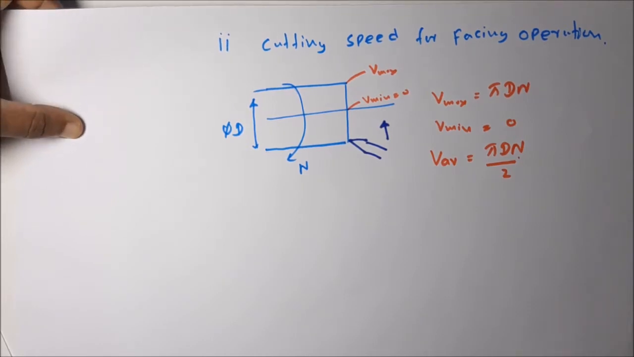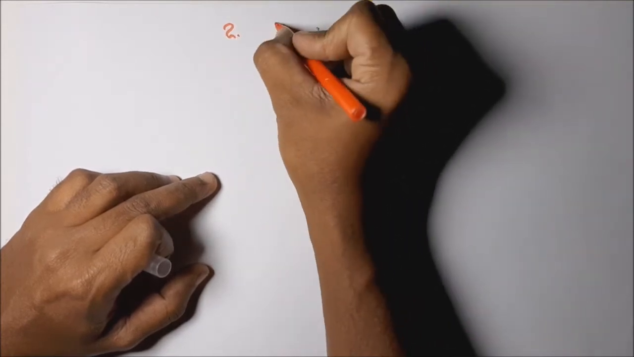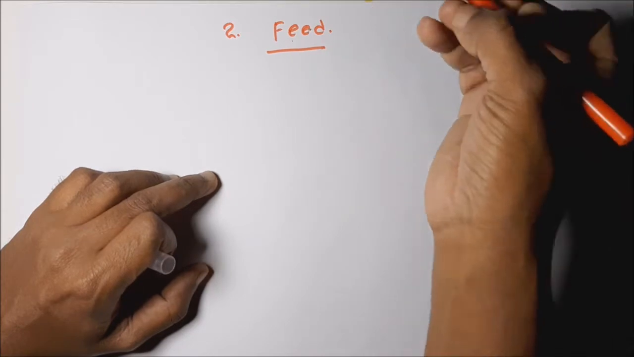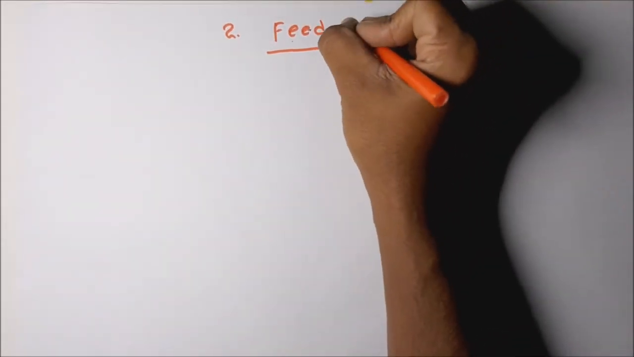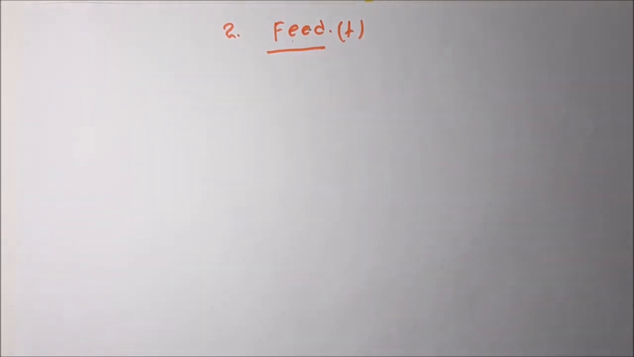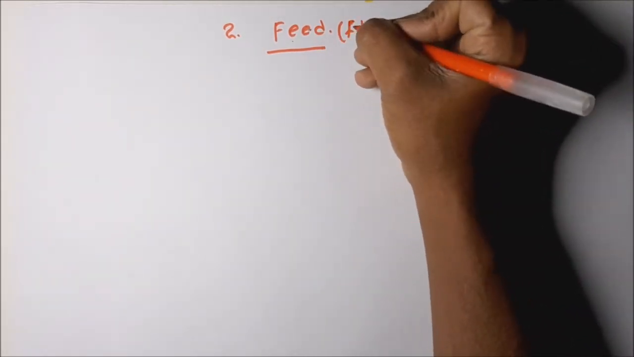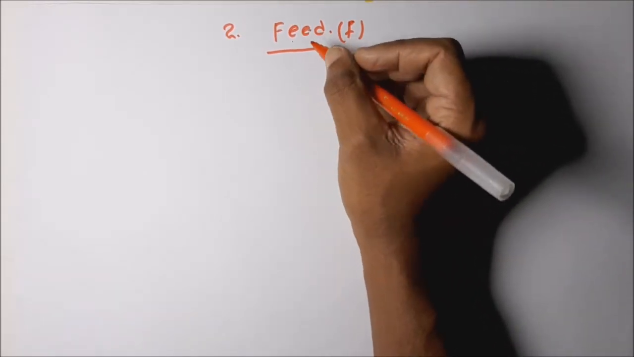Next calculation we are going to discuss is feed. So what is feed, F? The rate of tool advancing in a metal cutting operation is called the feed.